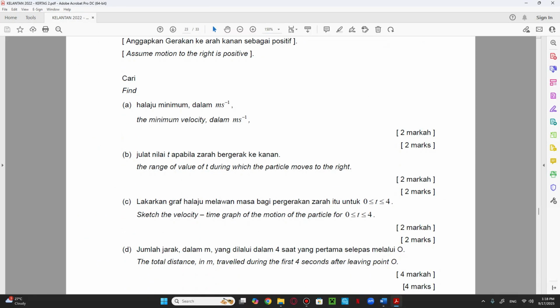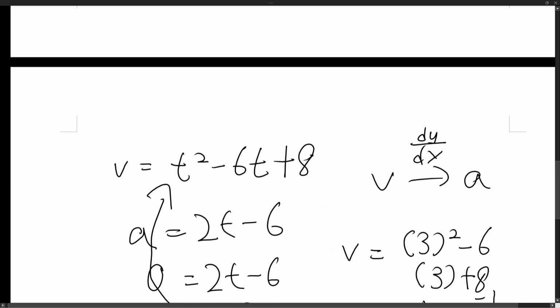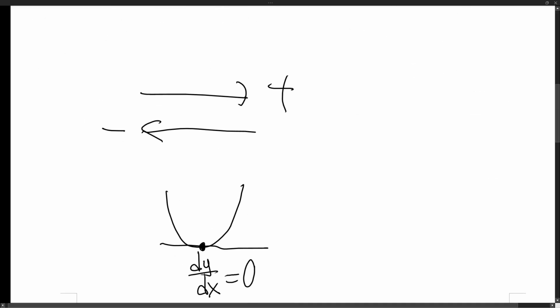Okay, find the range of values of t during which the particle moves to the right. Juga nilai t apabila zarah bergerak ke kanan. Okay, what does this mean? What happens when it moves to the right? Is it positive or negative? Of course, it is positive, because when you go to the right, it's positive. Like I said just now, which means that your v value must be bigger than 0.